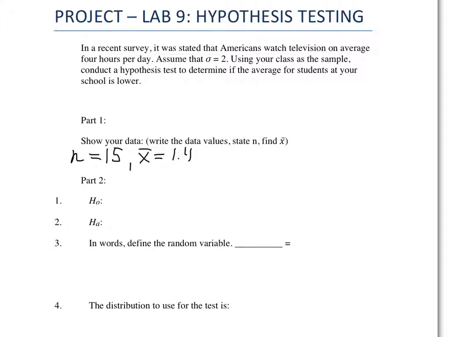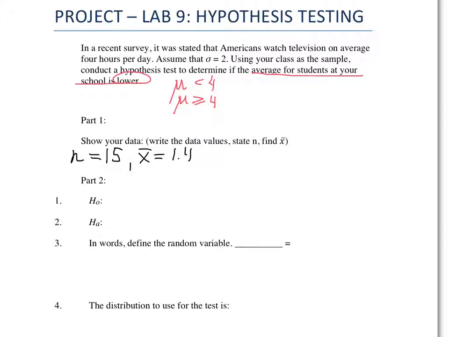First I want to start with discussing the original claim and the opposite claim. We want to determine if the average for students at your school is lower, right? So the keyword here is lower. So the average mu, lower means less than 4. The opposite claim then will be mu greater than or equal to 4.